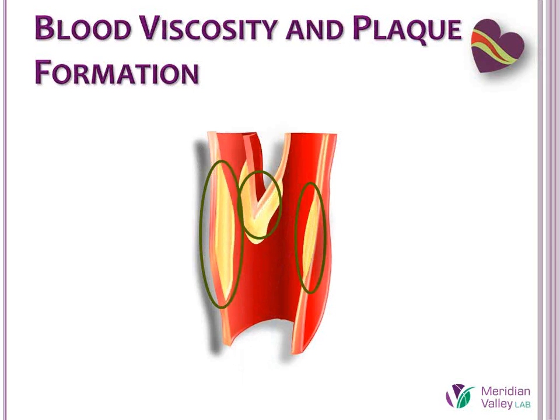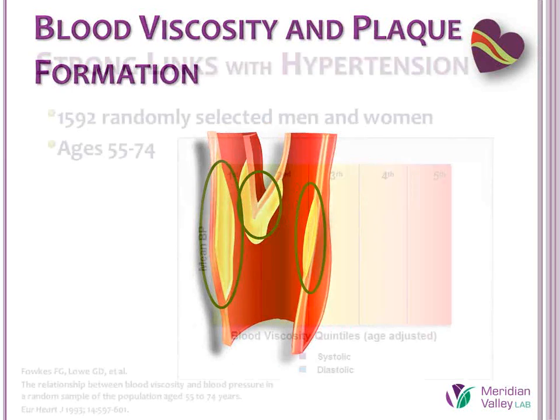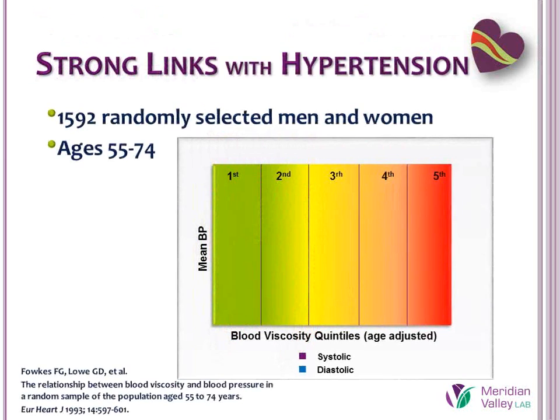Okay, let's look at the relationship between blood viscosity and hypertension. In this large study, you can easily see the relationship between hypertension and blood viscosity. Both the diastolic and systolic pressures went up as blood viscosity increased. The highest quintile of blood viscosity was associated with the highest systolic and diastolic blood pressures.